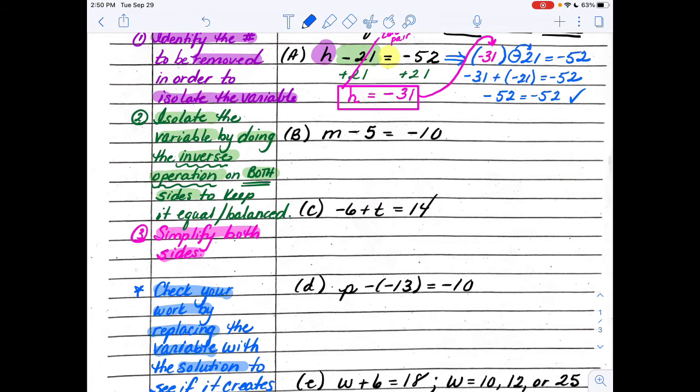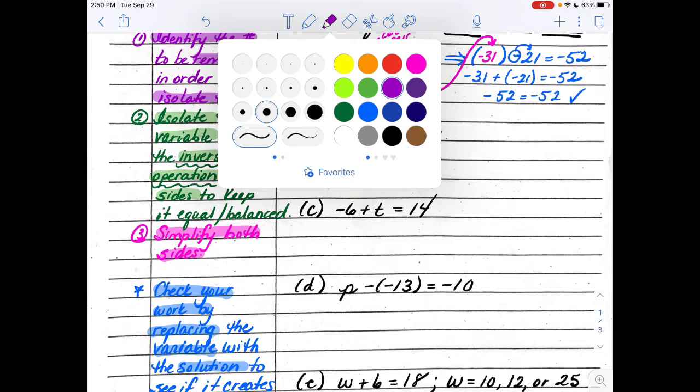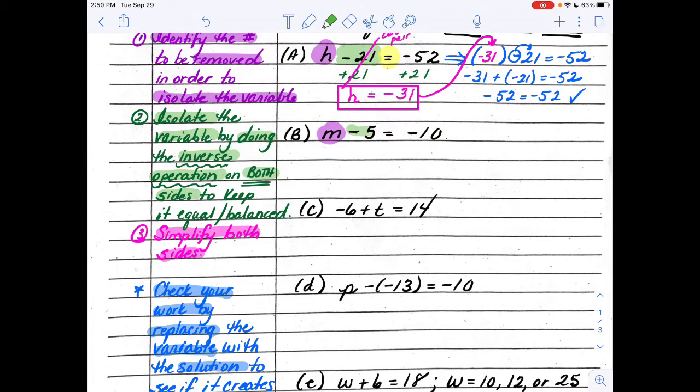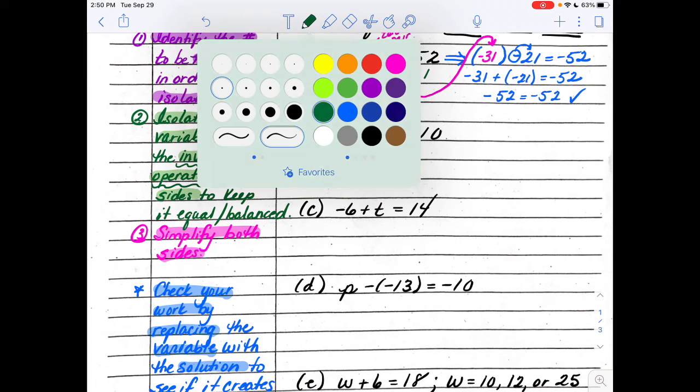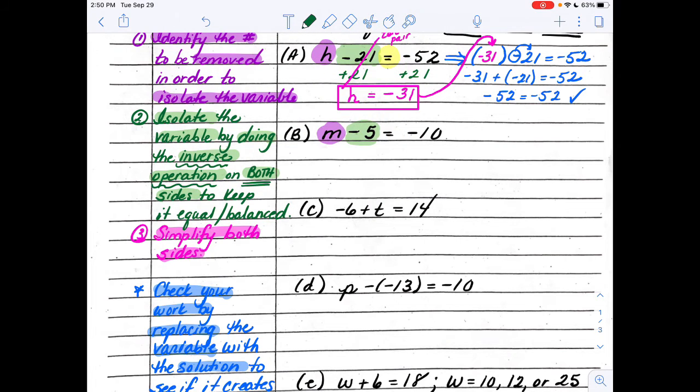Again, I need to isolate the variable. So the variable I have to get by itself is the m. What is on the same side of the m that I need to get rid of? This negative 5. All right, how do we get rid of it? We do the inverse operation. Well, I'm trying to create a zero pair, so the inverse operation of subtract 5 is to add 5.